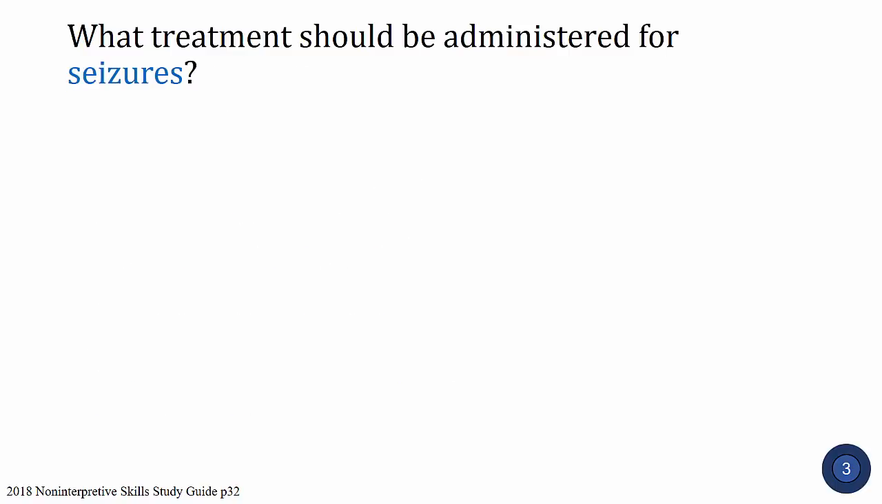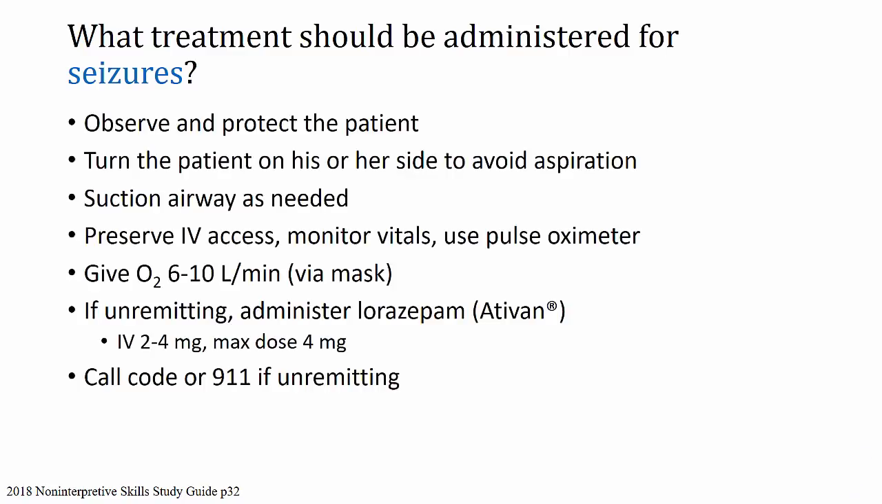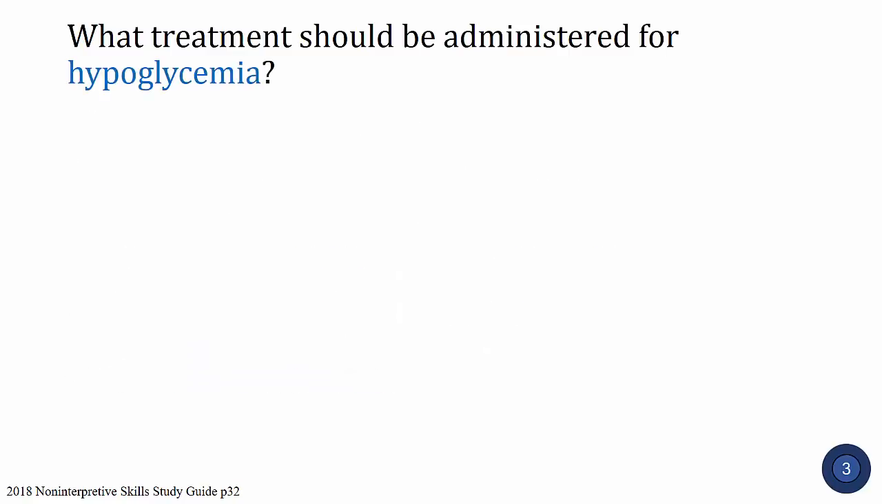Next question, what treatment should be administered for seizures? Well, of course, managing any seizure, we want to observe and protect the patient. We turn the patient on his or her side to avoid aspiration, suction the airway as needed, then, as always, preserve IV access, monitor vitals, use the pulse ox, give oxygen, and as any treatment for unremitting seizures, we want to administer lorazepam or Ativan. That's IV 2 to 4 milligrams, a maximum dose of 4 milligrams, and then, as always, call a code or 911 if the seizure is unremitting.